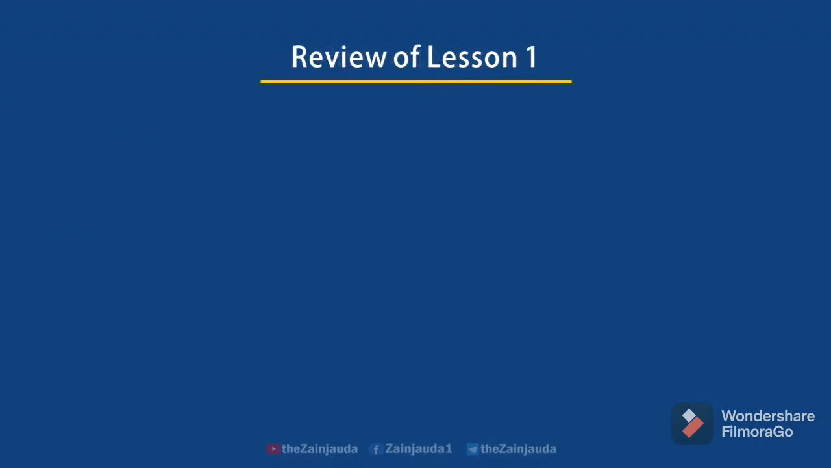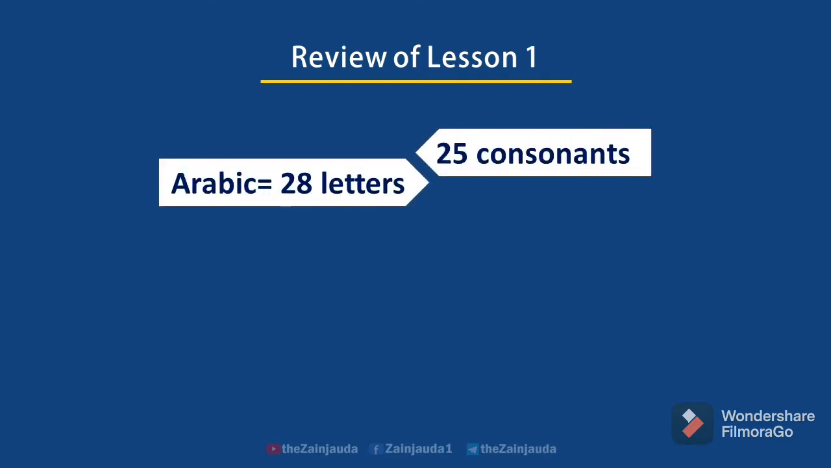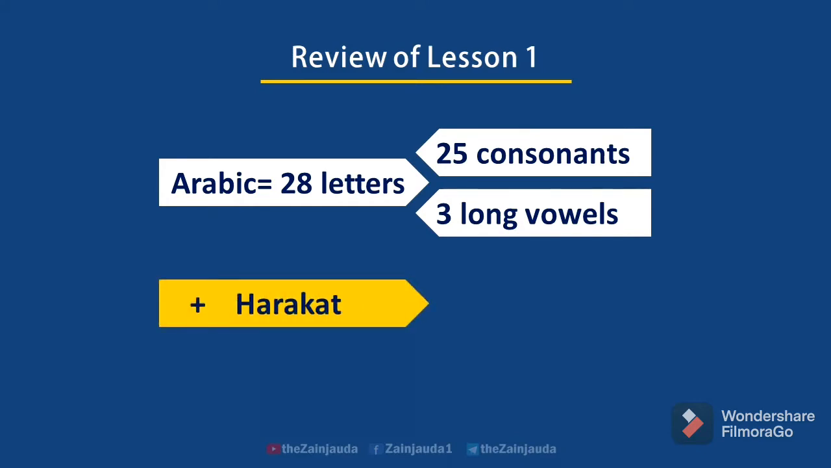Before we start, let's have a review of the most important things that we covered in lesson number 1. We said that Arabic has 28 letters, 25 of them are consonants and 3 long vowels. In addition to the Arabic alphabet, we have something called harakat, and we said that harakat are marks which are put over or under a letter in order to change its pronunciation and meaning.